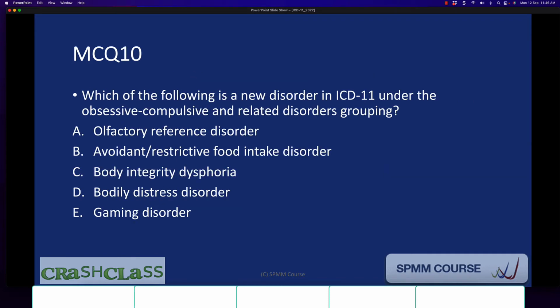Question number 10. Which of the following is a new disorder in ICD-11 under the obsessive compulsive and related disorders grouping? A. Olfactory reference disorder. B. Avoidant or restrictive food intake disorder. C. Body integrity dysphoria. D. Bodily distress disorder. E. Gaming disorder.